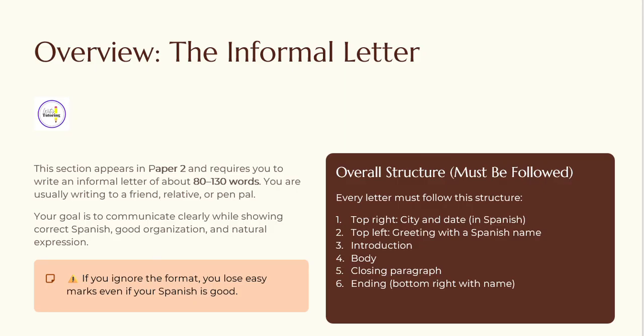If you ignore the format that we are about to go through, you can lose easy marks, even if you have spectacular Spanish. So this is the overall structure which must be followed. On the top right, in the corner, you should have the city and date in Spanish. And then on the top left, you should have your greeting, and please address it to someone with a Spanish name. Even if your friend or your family member does not have a Spanish name, it's a Spanish exam, so it's best that you do this.